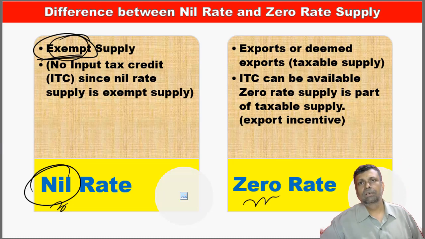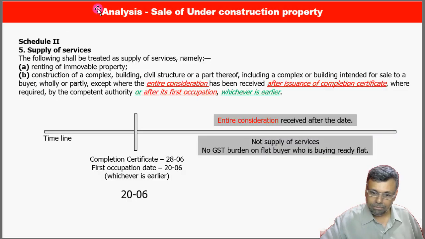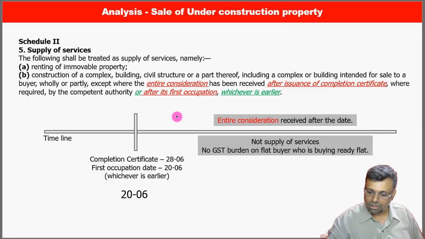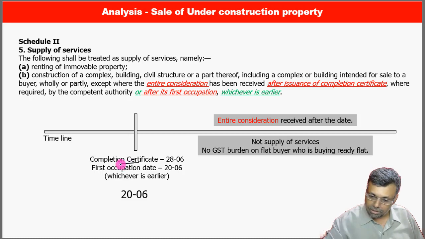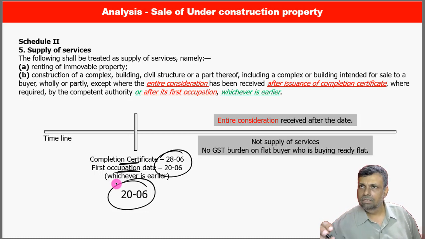Okay, now friends, let me take up some of the important analysis of some of the important points which may come into the picture. And for quick revision, let me take up some of the property related transactions first of all. Now in the property related transactions, friends, first of all, what is important is your cutoff date for the purpose of analysis, that is your completion certificate or the first occupation, whichever is earlier. So this is one of the standard languages used in many GST provisions, that in relation to the property, this date or this date, whichever is earlier, and the entire consideration is received before or after kind of situation.